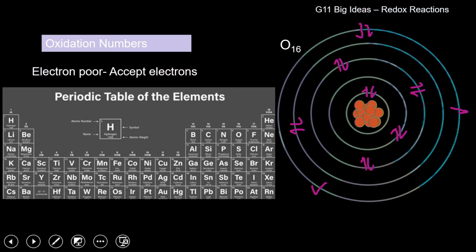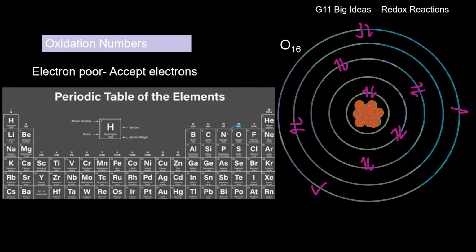Now, the next lot, so you're going to say, okay, we've dealt with group 1 and group 2. What about those elements that fit into the other groups? I've taken an example of oxygen because oxygen is one that is electron poor, and so it draws electrons to itself. So let's have a look at oxygen. Oxygen sits here in group 6 of the periodic table, and it has got 16 protons and 16 electrons. Its atomic number is 16. So there are 16 protons in its nucleus.